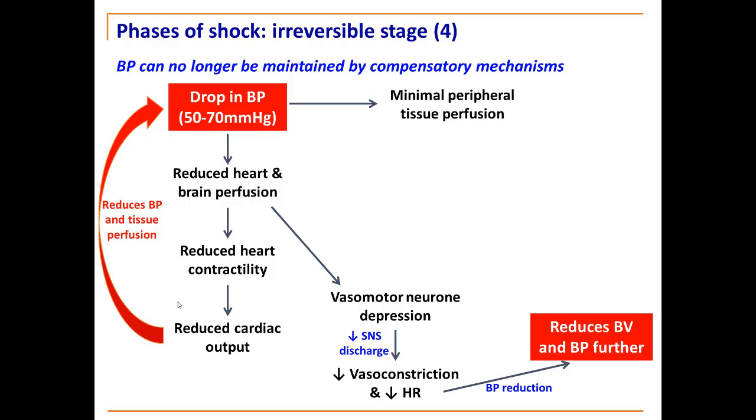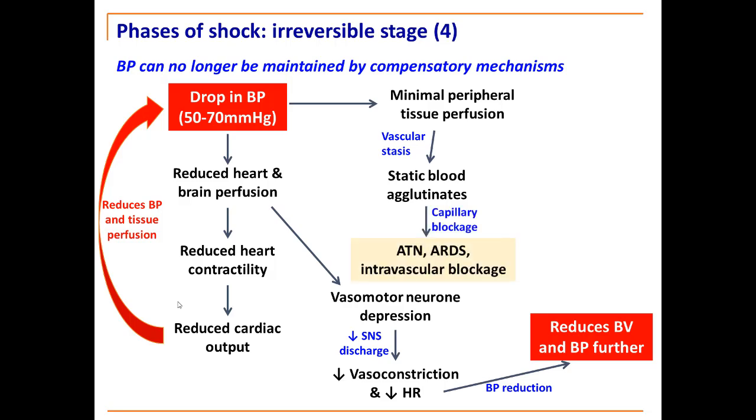We then get due to this drop in blood pressure, we're now getting a minimal perfusion in our peripheral tissues. We're getting vascular stasis, so this static blood begins to accumulate because it's not really passing through anymore. It's just static, it's just a small amount that's there, it's just sitting there. We started to get capillary blockage, and that can lead to a number of conditions. So it can lead to acute tubular necrosis, so one of the many types of acute kidney disease. It can lead to ARDS, so that's acute respiratory distress syndrome, and it can lead to intravascular blockages.